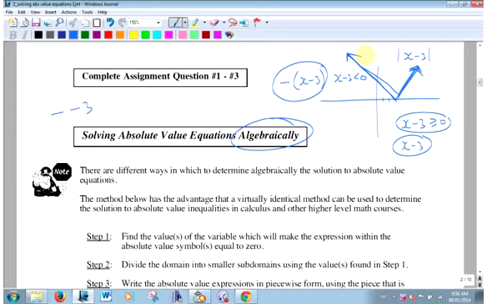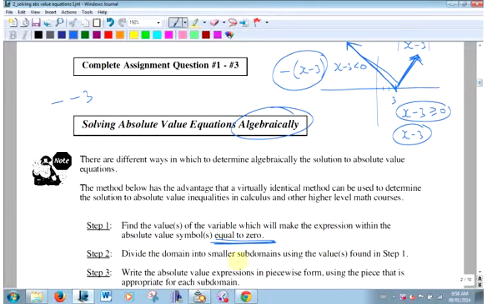So the question yesterday said, how do you graph this without the absolute value stuff? Well, you have to do it in 2 parts. That's why they call it a piecewise function. And where is this thing 0? That's what this says. Where's this function 0? Right there. 3. That's step 1. Divide the domain into smaller subdomains using the value found here. So I have this part, that's a subdomain, and I have this part, that's a subdomain.